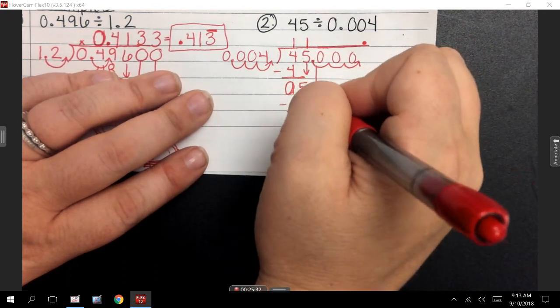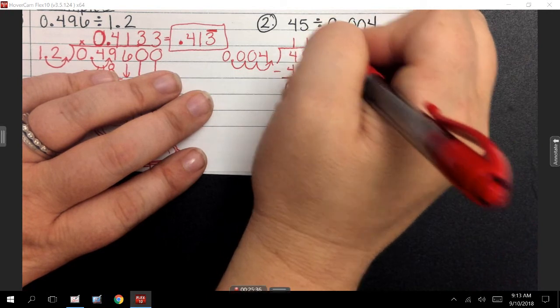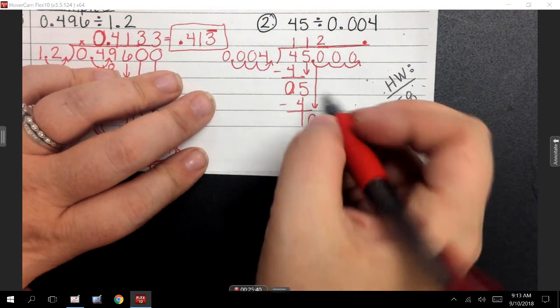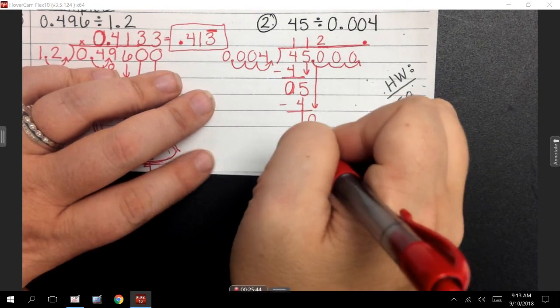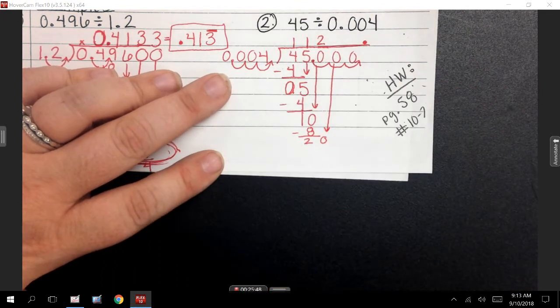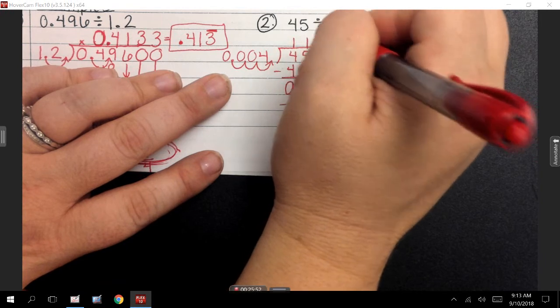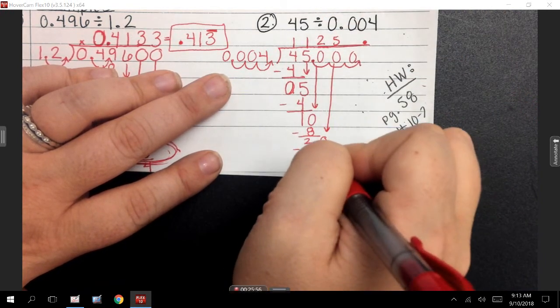Bring down a 0. 4 will go into 10 2 times. It's going above the 0 that I brought down, not just any 0. All right, 2 times 4 is 8. Subtract, we get 2. Bring down the next 0. So now I'm looking at 4 will go into 20 5 times. 5 times 4 is 20. When I subtract, I get 0.